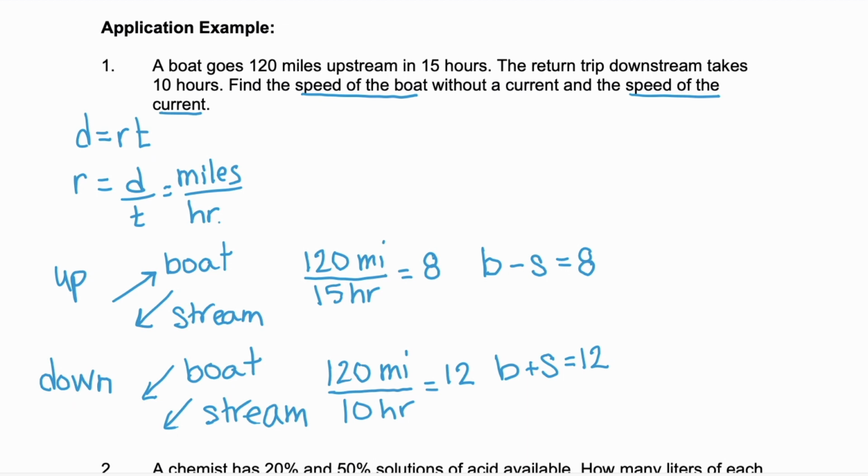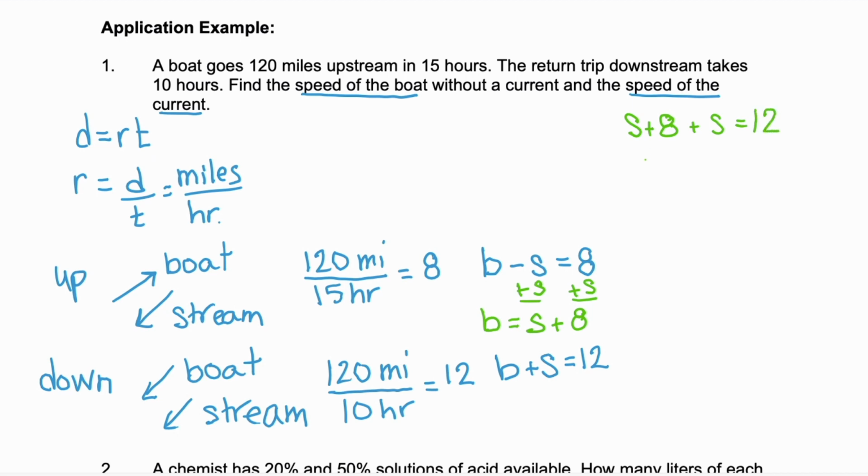Now that we have our two equations, we can solve one of them for a variable and substitute it into the other one. So I'm going to solve this first equation. If I add s to both sides, I get that the boat equals the stream plus 8. And now I can substitute that into my second equation. So I would have the stream plus 8 plus the stream equals 12.